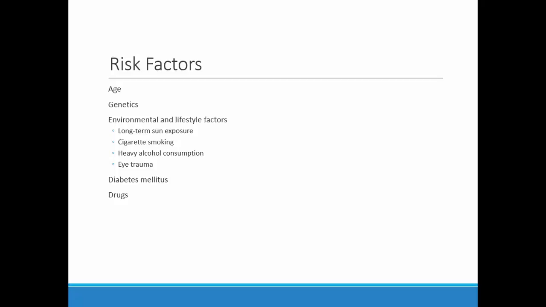Diabetes mellitus, especially when the blood glucose levels are not carefully controlled at a normal or near normal level. Some of your medications: systemic and inhaled corticosteroids, lovastatin, phenytoin, which is your Dilantin, chlorpromazine, which is Thorazine. All of those are related to an increased risk of cataract development.